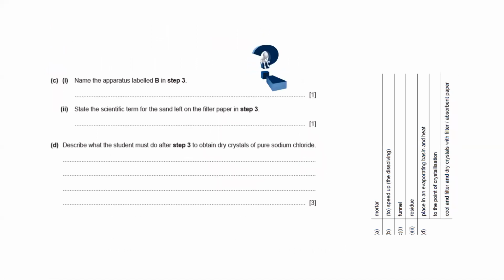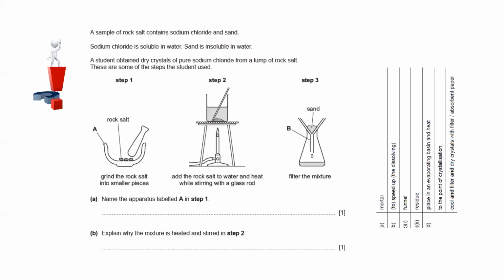Then name the apparatus labelled B in step 3. So what do we call this apparatus? What is the name of this apparatus? It is a funnel or a filter funnel. You can also say filter funnel or you can say funnel.